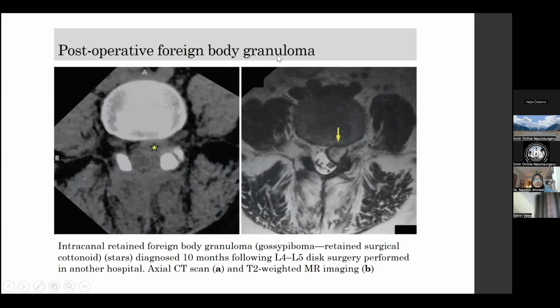Sometimes postoperative foreign body granuloma can happen after this surgery. Very rarely we can forget to remove the cottonoids. So this is one example of this kind of incident. The surgeon put a small cottonoid but forgot to remove it after the procedure. In the follow-up images 10 months after the surgery, there is a mass. In the axial section, it's clear that the annulus is intact, and there is a huge mass in the left paracentral position. Later on, it was diagnosed as a case of foreign body granuloma because of the placement of cottonoids.